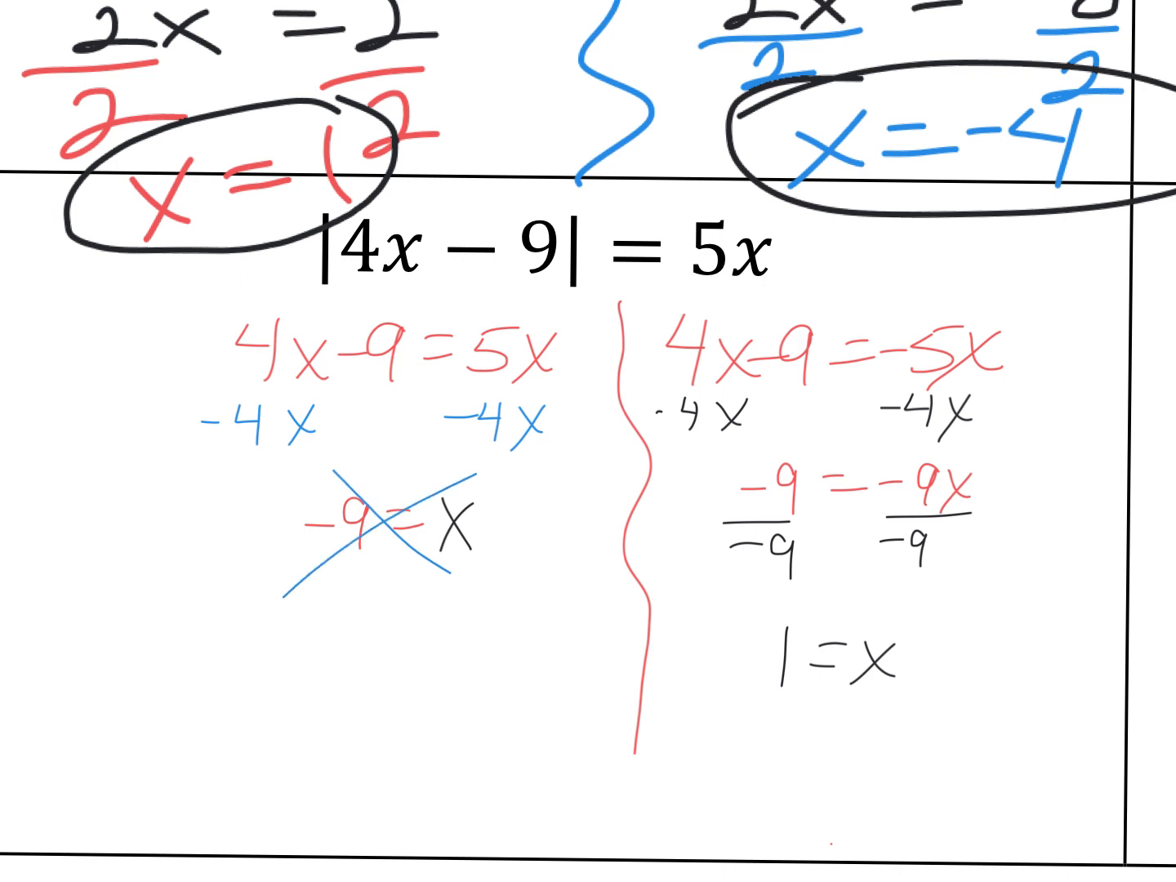All right, let's try when x equals 1. 4 times 1 is 4. 4 minus 9 is negative 5. And the absolute value of negative 5 is 5. Well, does 5 equal 5 times 1? 5 times 1 is 5. Yes, that one is going to work out. So that is our only solution because x equals negative 9 was our extraneous solution. All right, let's keep going.